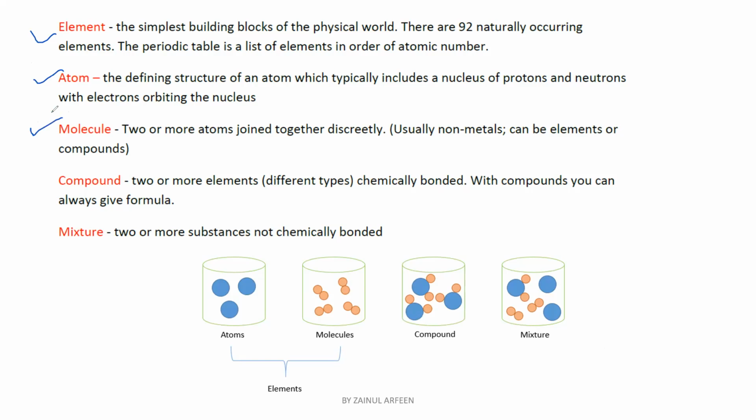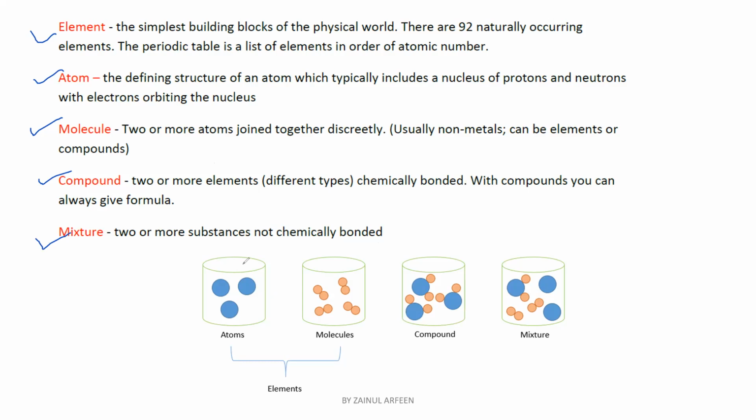And a molecule may have identical atoms. If a molecule is having all the atoms identical, that is an element. But if a molecule is having different types of atoms, then it will be a compound. And compound means when two or more different types of atoms or elements chemically join, we call it a compound. And when two or more substances are not chemically bonded, we call that a mixture.